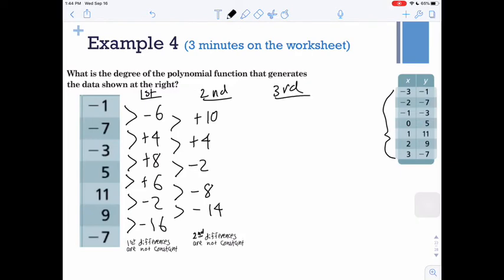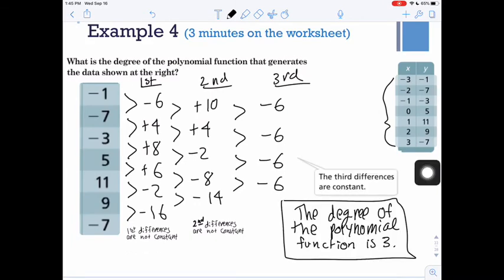If both the first and second differences are not constant, we need to continue, so we're going to check the third differences. To get from 10 to 4, we subtract 6. From 4 to -2, we also subtract 6. From -2 to -8, we subtract 6, so this is looking good, but you have to make sure you check everything in the table. From -8 to -14, we also subtract 6. So here, the third differences are constant.